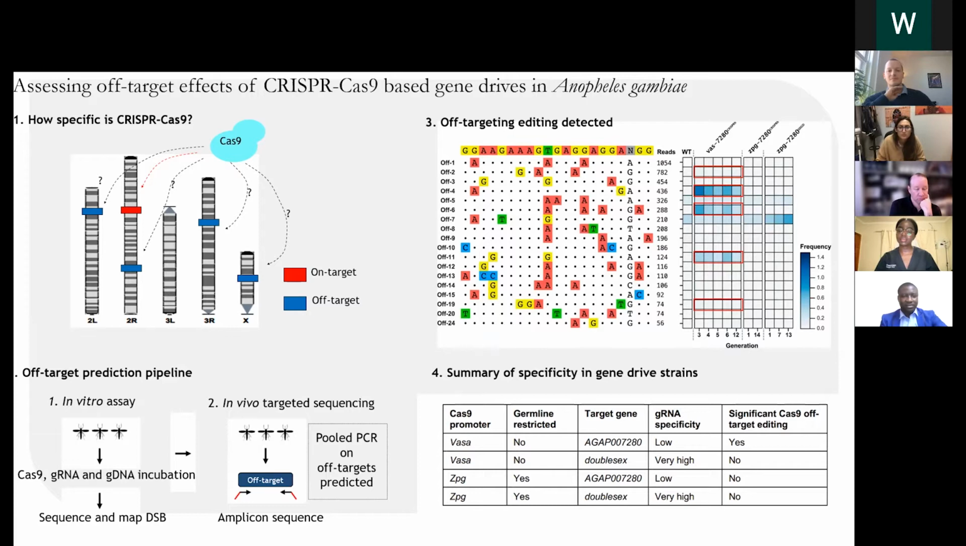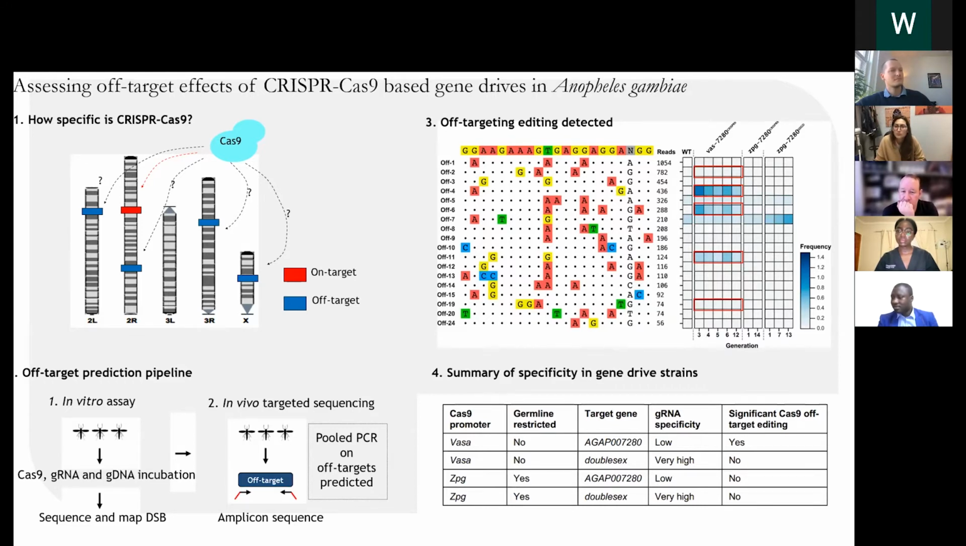So the second step is then to use this map to perform deep sequencing of these predicted off-target sites and assess whether we can detect evidence of CRISPR-induced mutation. So the top right here shows the output from this off-target detection pipeline. The sequence is on the left of the output from the in vitro assay, and it gives a list of sites and then shows the top sites that could be cleaved in vitro were closely related to the guide RNA of interest.